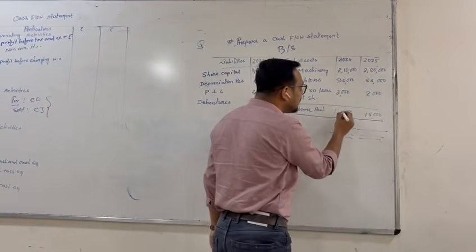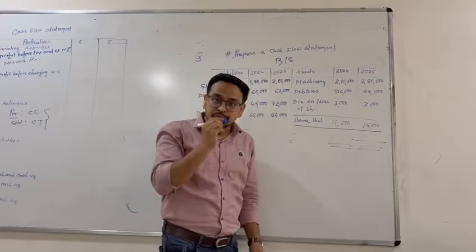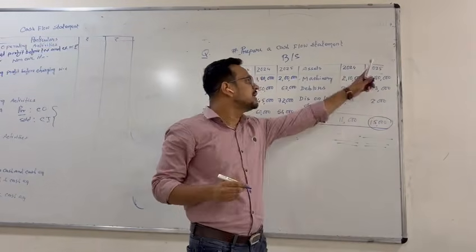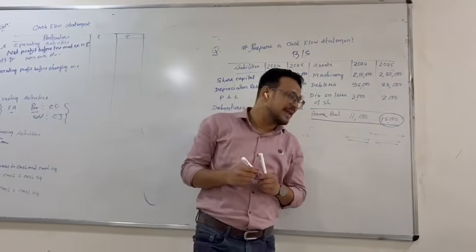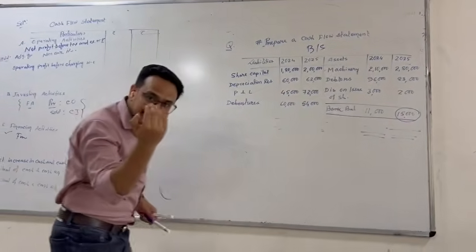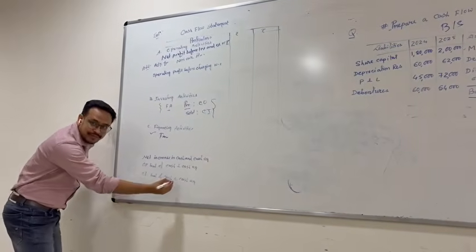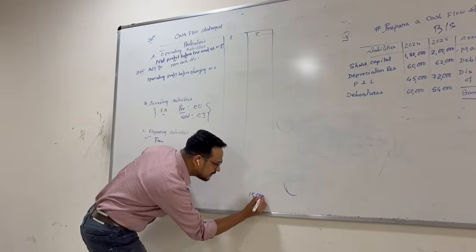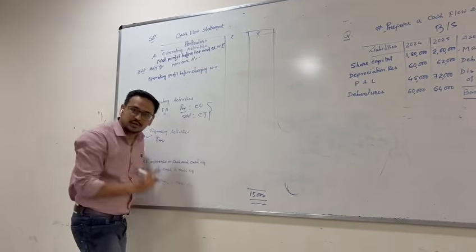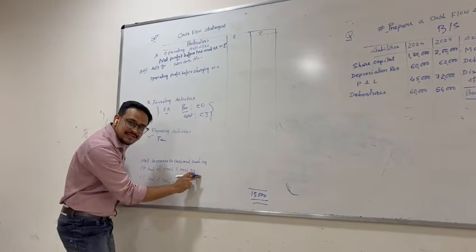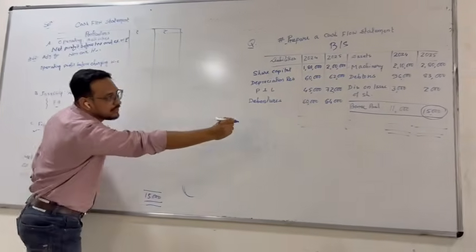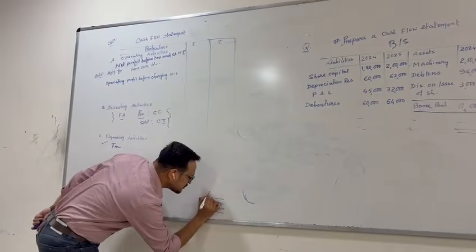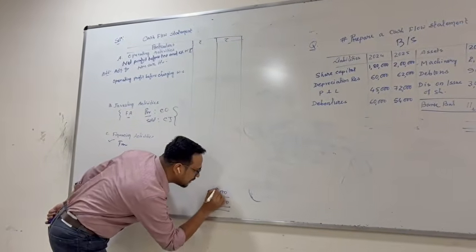So what is my opening balance? The previous year, 24, is my opening balance. What is my closing balance? The 25 balance is my closing balance. So we start from closing. In my final amount column, 15,000 is my closing cash balance. Now what is the opening cash and cash equivalent? That is 11,000. So write 11,000 as my opening balance.